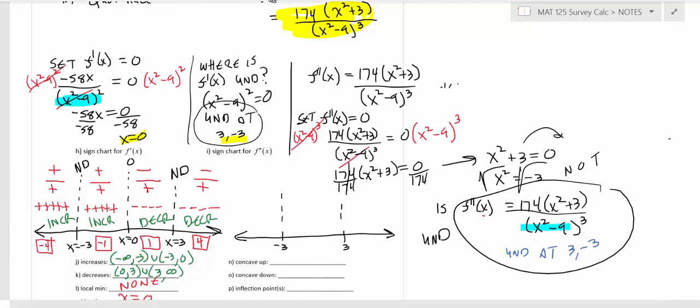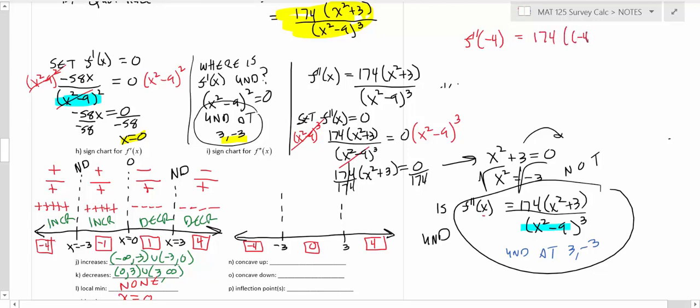Okay, so now what we got to do is we just do test points. So we're going to do, say, negative 4, maybe 0, and maybe 4. Okay, and again, you don't have to write this down unless you want to. So if I do the second derivative at negative 4, I would have 174 times negative 4 to the second plus 3 all over, and then you got to crunch this out now. That would be negative 4 to the second minus 9 to the third, like that. Okay, so when you're doing this stuff on homework, you got to figure it out some way. You could put that in your calculator, or you could do as much as you can in your head.